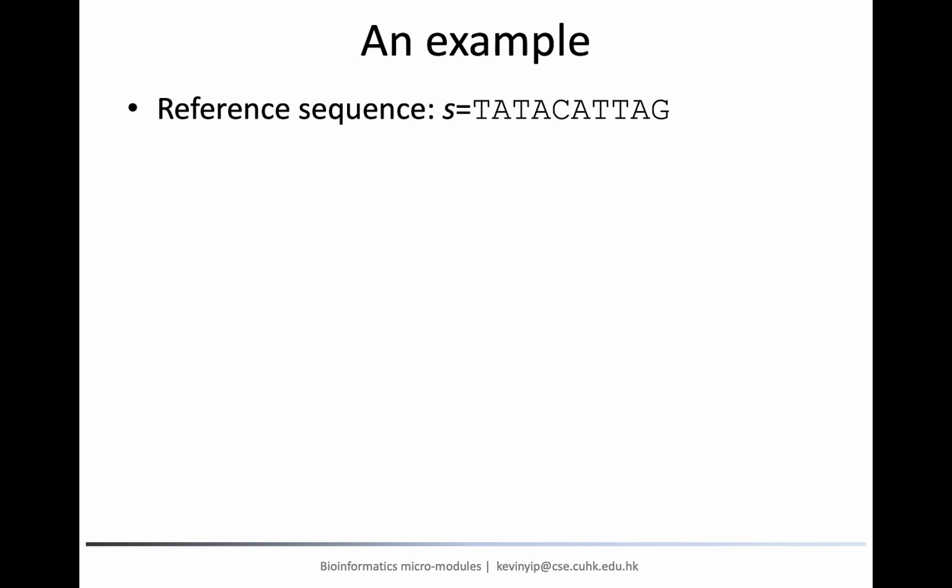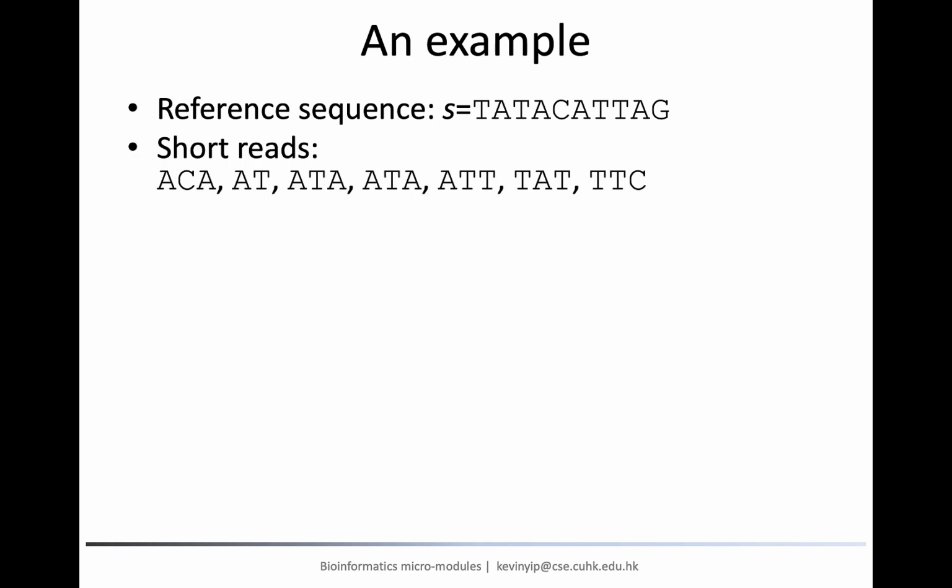Let us see a simple toy example. Suppose we have a reference DNA sequence S, which is TATACATTAG. Once again, in reality, S can contain billions of nucleotides. Suppose further that we have produced some short reads. Here we assume that 7 reads have been produced, each having 2 to 3 nucleotides. In reality, there are millions or more reads, each with up to hundreds of nucleotides.